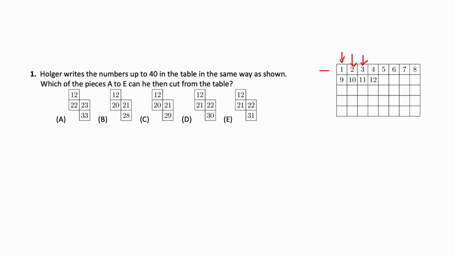Once we know this pattern, we can use it to check which piece from A to E can be correctly cut from Holger's fold table. Now let's look at option C.